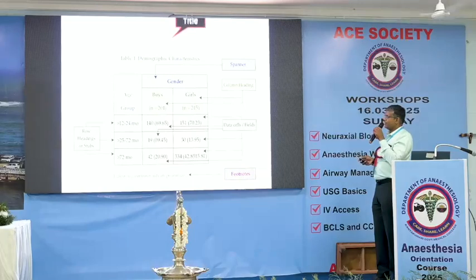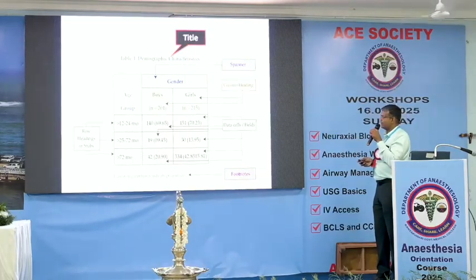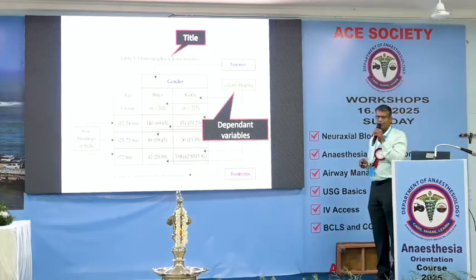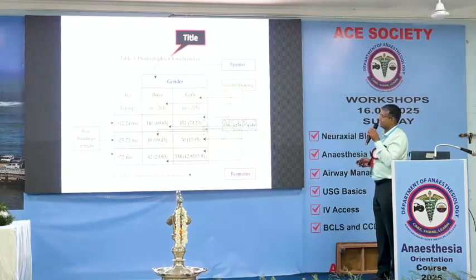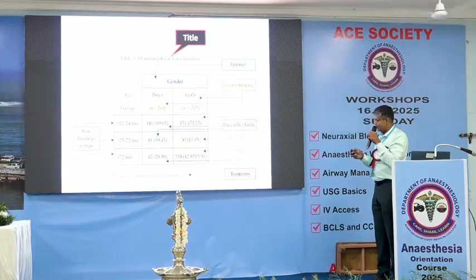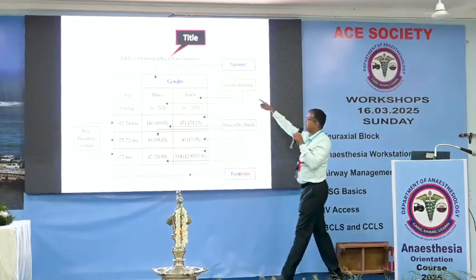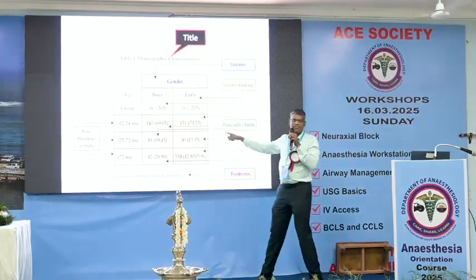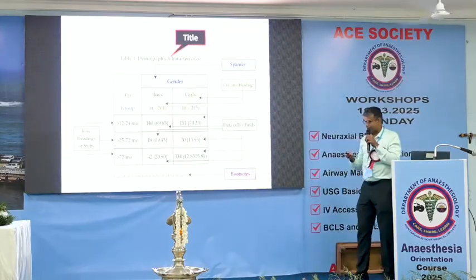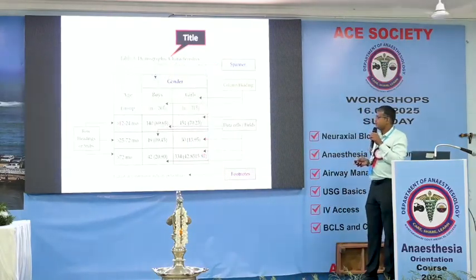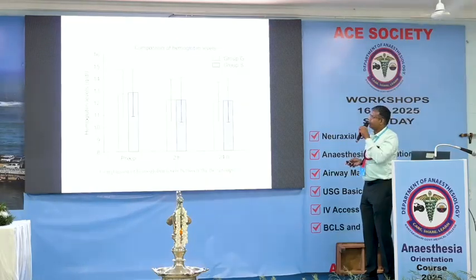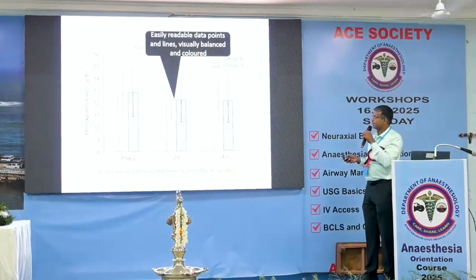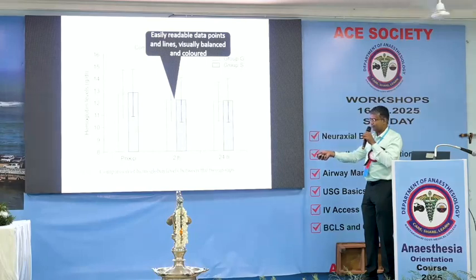This is how a table is represented, which has a title, and has both dependent and independent variables represented in the table. One thing I need to stress is that in a table the title should always come at the top, whereas in a figure the title comes at the bottom. So this is a figure. As I told you, the title is at the bottom.